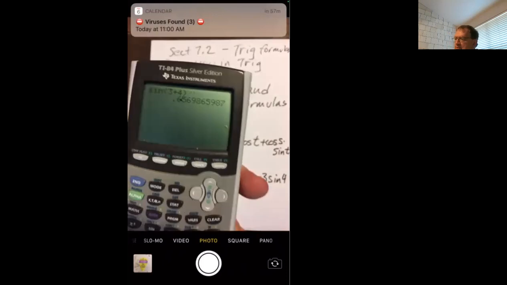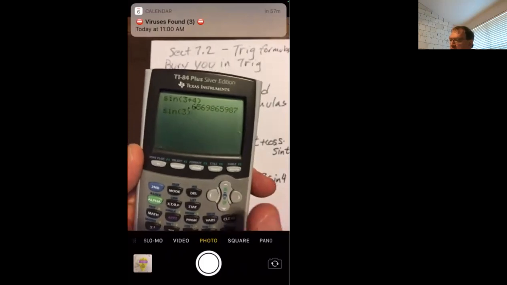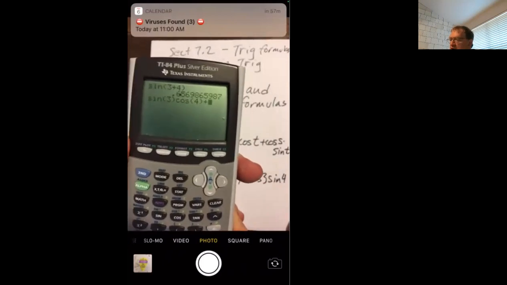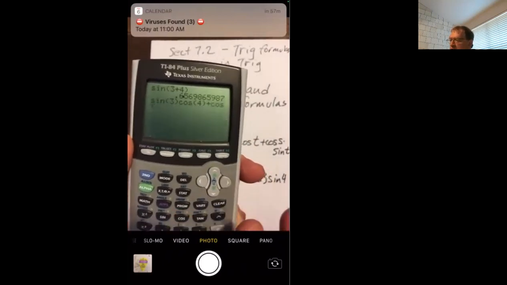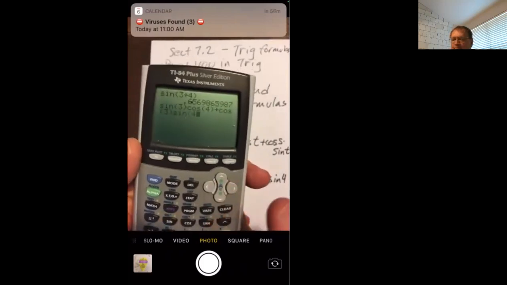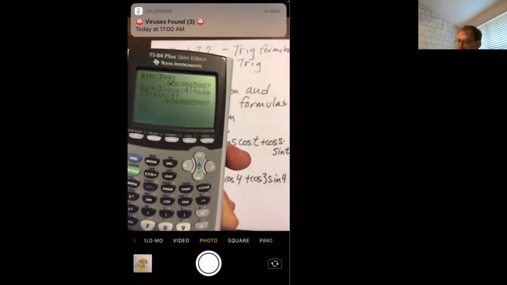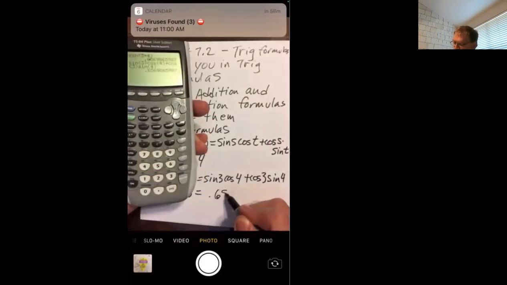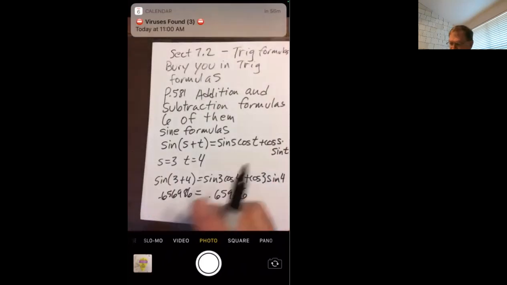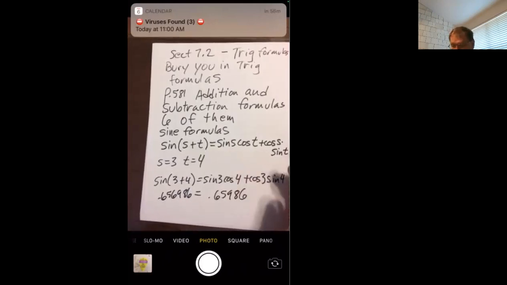Let's punch the other side. It goes sine of the first, cosine of the second, plus cosine of the first and sine of the second. Drum roll. Yeah, you get the same thing, 0.65986. Through 400 years of math history, someone has figured out these formulas, and it's a way to expand these formulas. I'm just going to make a few comments about them.